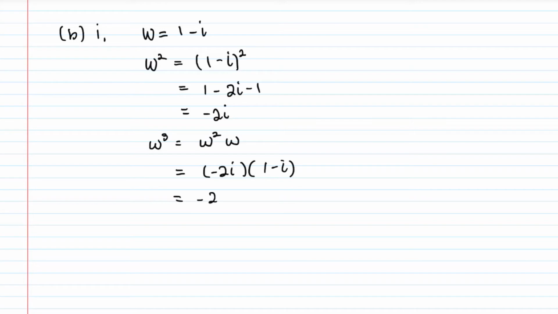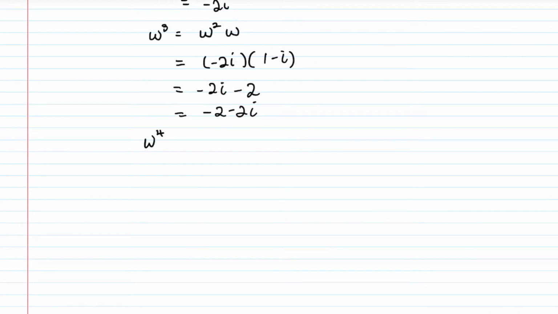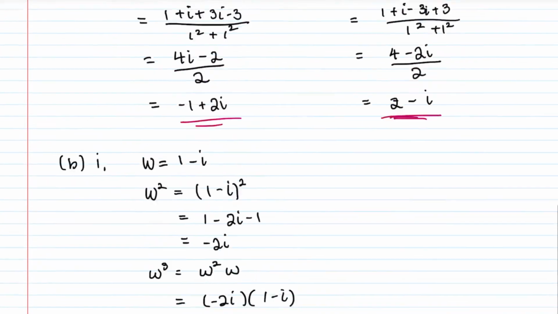Expand this, you just get minus 2i minus 2. Hence, this would just be minus 2 minus 2i. Okay, bring the real one in front always. And lastly, w to the power of 4 is just w squared squared. If you want to rewrite it, it'll just be w squared to the power of 2. So it's just minus 2i squared, which will just give you minus 4, right? Because i squared is negative 1. Okay, so that is all you have for this part.